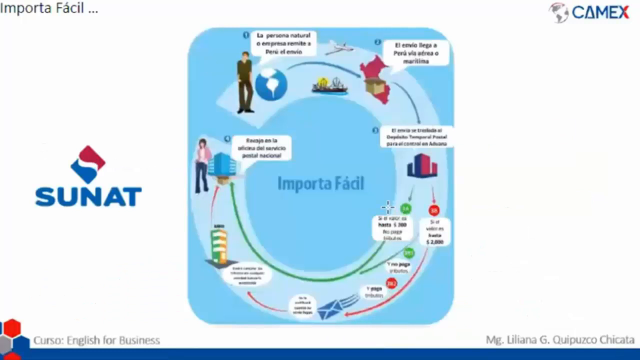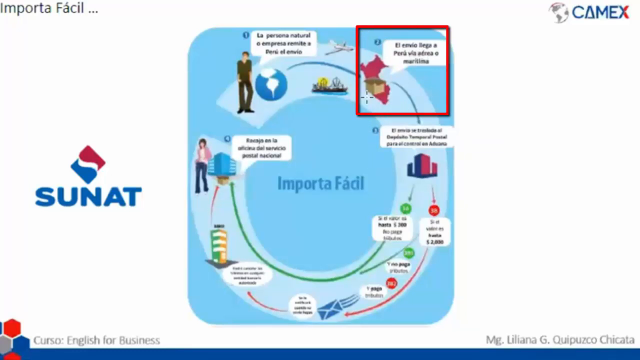Now this is a little picture of how Importa Fácil works. First, the natural person or the company is going to send the product to Peru. The product is going to arrive by sea or by air, in this case by shipment or by airplane. When you're buying via AliExpress and those kinds of web pages, AliExpress, Alibaba, or Wish, the products come here to Peru via airplane.